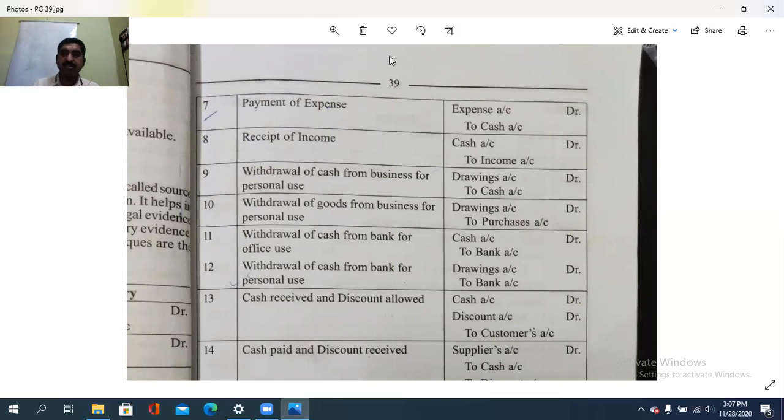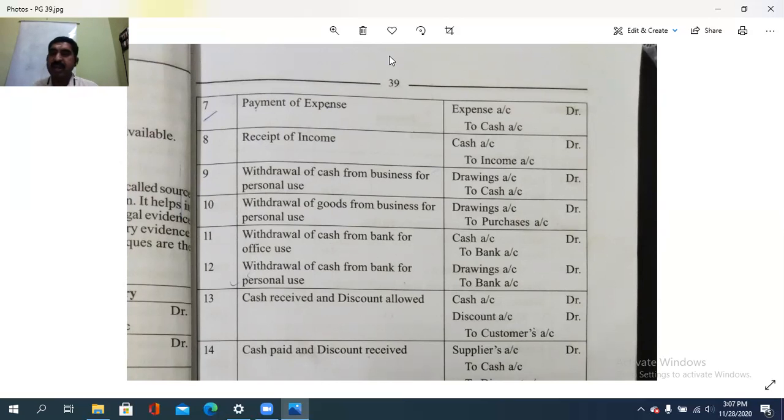And cash received and discount allowed. So cash account debtor, discount account debtor to customer's account. Why is that? The customer is getting a discount. Actually, it is a loss, as we already saw. Isn't it? So expenses and losses are to be what? Debited. So discount allowed is debited there.